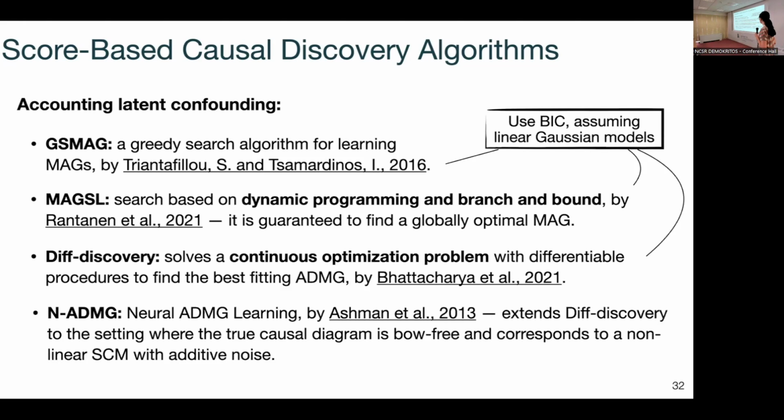There is this new one in 2023, the neural ADMG learning. It extends the discovery algorithm, but they don't try to find ancestral graphs. They make this assumption that your ADMG is bow-free, which means that if you have a pair of variables, either you have a directed edge or a bidirected edge. You cannot have both. It can be a strong assumption, but in this scenario, they extend to a non-linear structural causal model with additive noise. So it's using other types of assumptions to do this search efficiently.